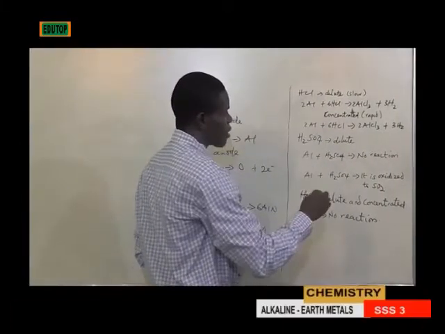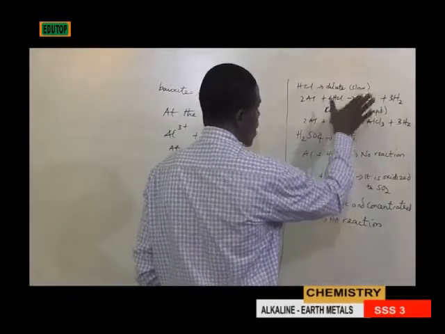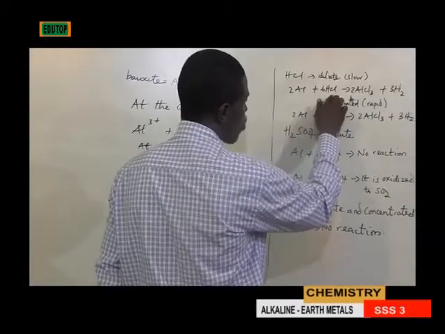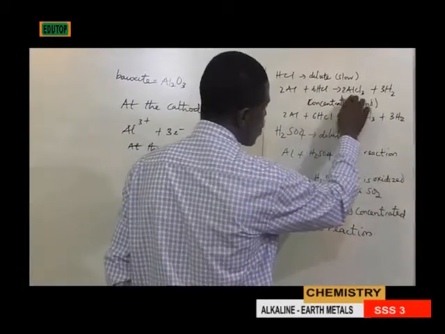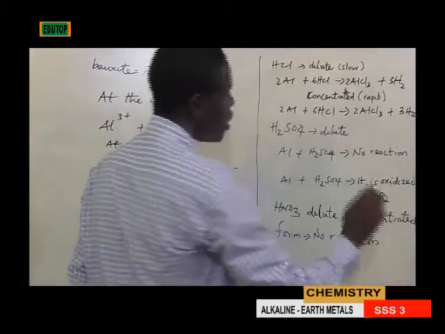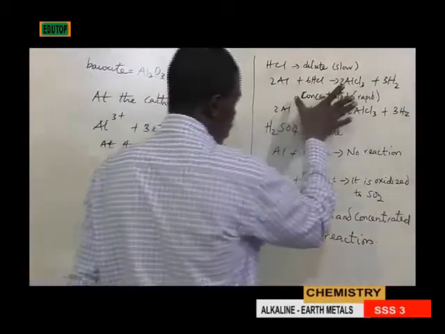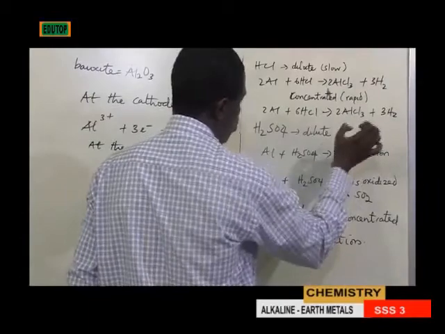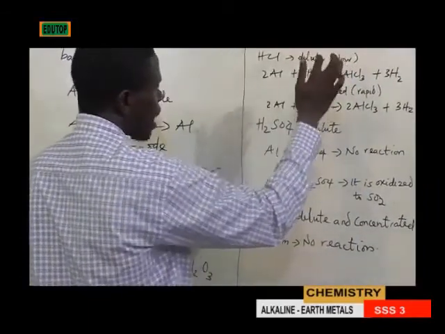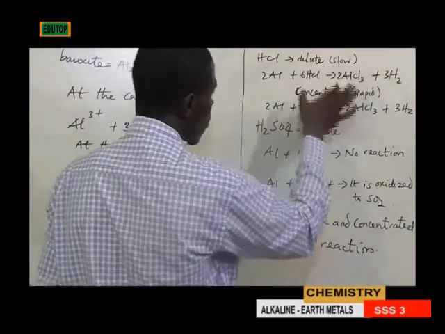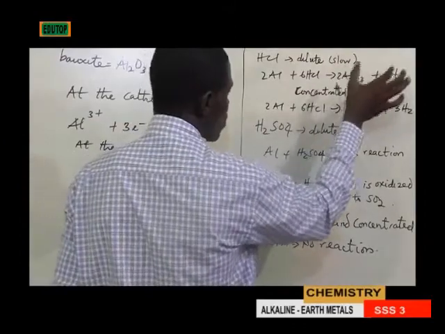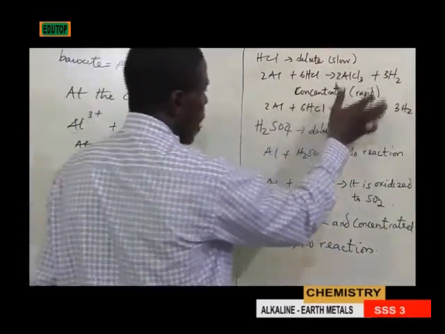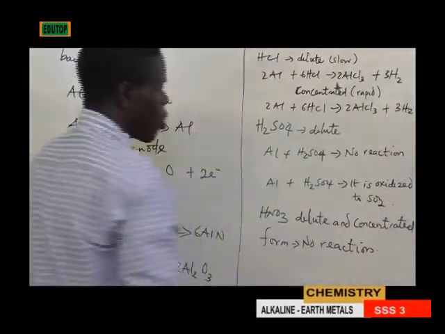With hydrochloric acid in a dilute form, the reaction is slow, where 2 moles of aluminium react with 6 moles of hydrochloric acid to give aluminium chloride and hydrogen gas. In the concentrated form, the reaction is rapid, giving the same product. The difference between the dilute form and the concentrated form is that in the dilute form, the reaction is slow, while in the concentrated form, the reaction is rapid, giving the same product.